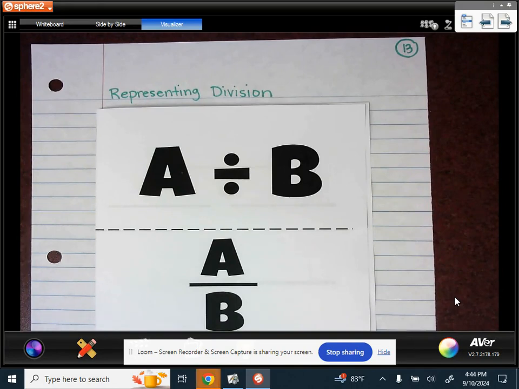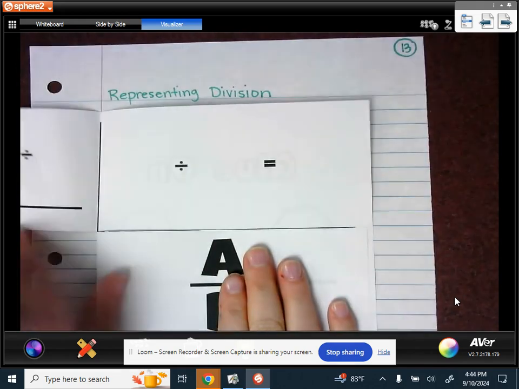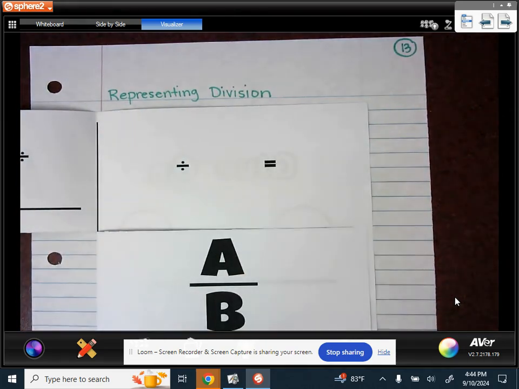So we have something that says A divided by B. A and B are just representing any number. So if you have some number A divided by some number B, go ahead and open that up, and we're going to fill in some blanks here.